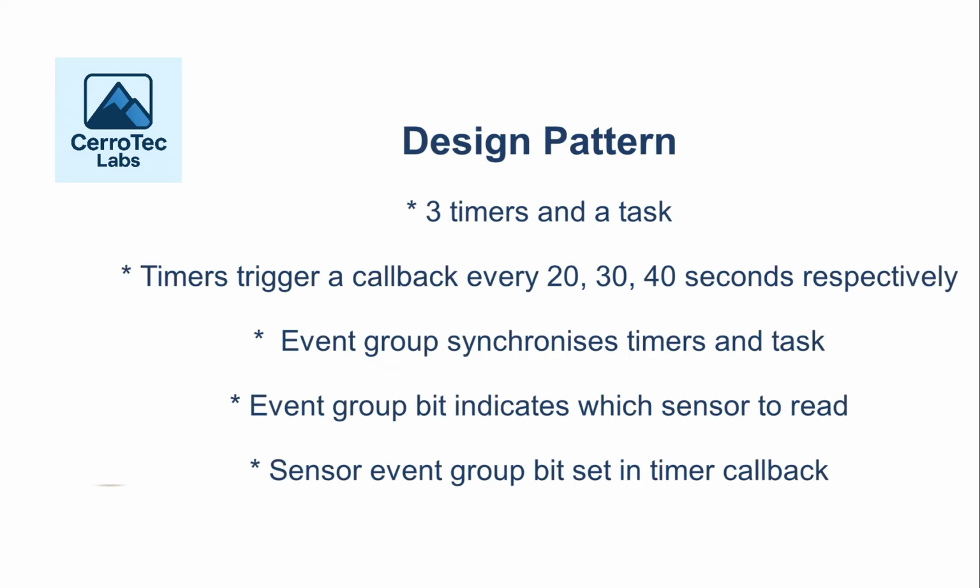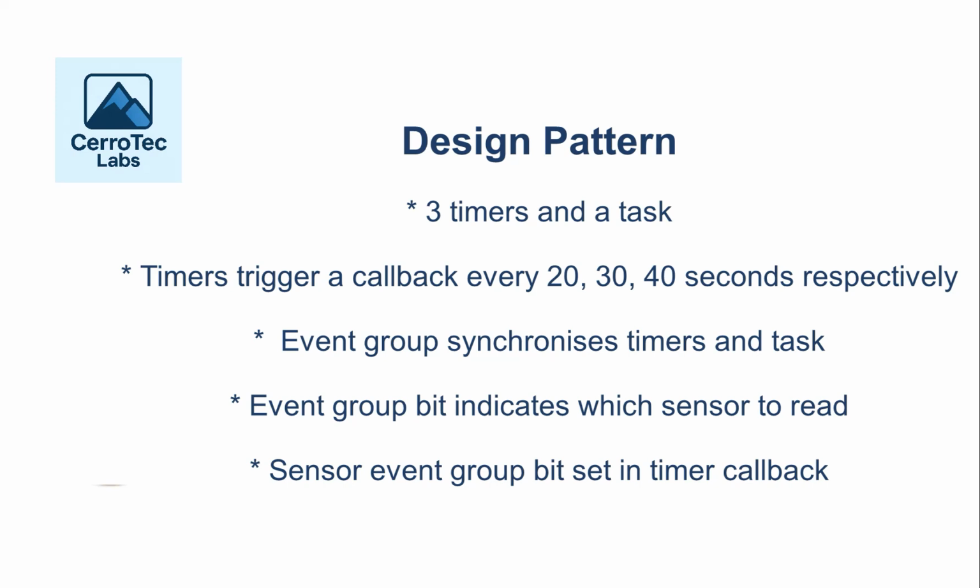In this design pattern, 3 timers and a task are configured. In this example, it is assumed there are 3 sensors to be read, 1 timer for each sensor. The timers trigger a callback method every 20, 30, and 40 seconds respectively. An event group allows the timers to synchronize with the sampler task. The sampler task waits on 1 or more bits to be set in the event group.